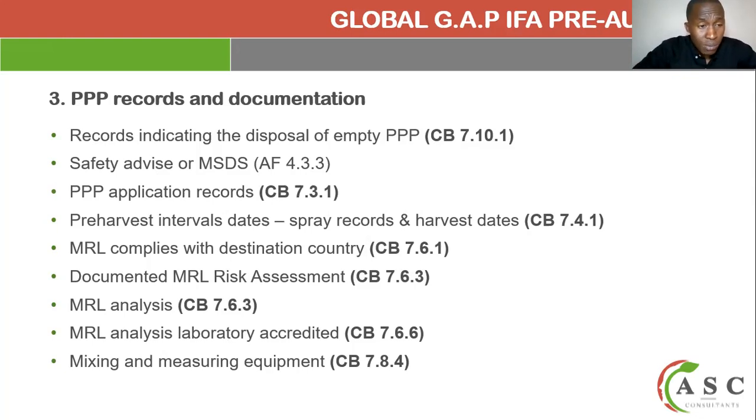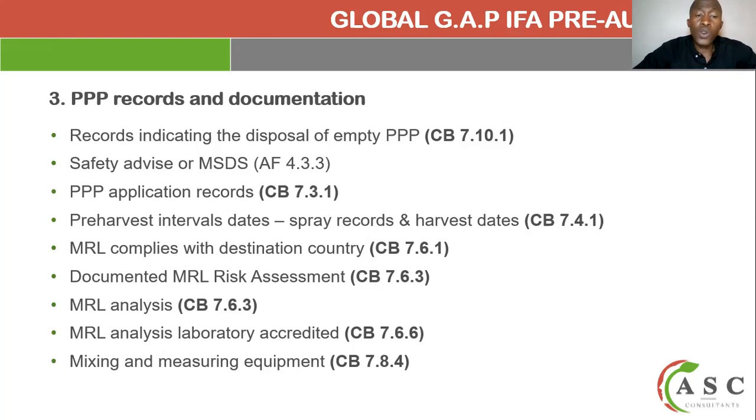Then let's move on. Let's look at the MRL, which must comply with the destination countries. The MRL for the country of production is most likely different from the country of export. Say you are producing your citrus in South Africa, then you are selling your citrus in the UK. You need to be familiar with the MRL requirements in the UK as well as in South Africa. So you must be informed of those two different countries' MRL requirements.